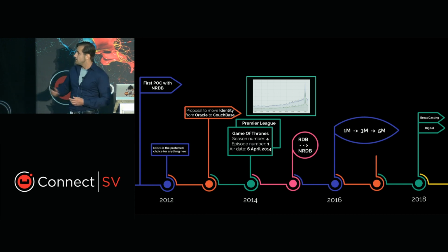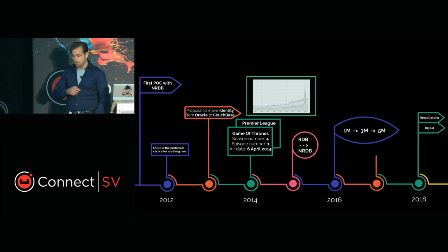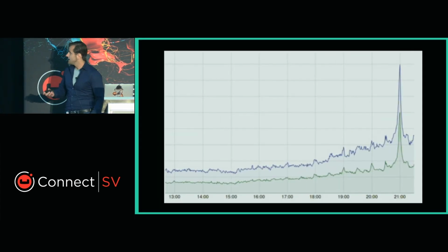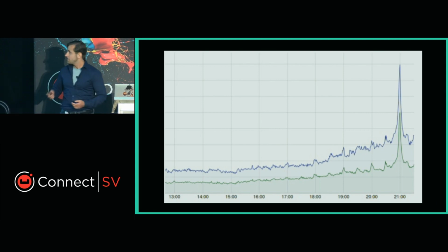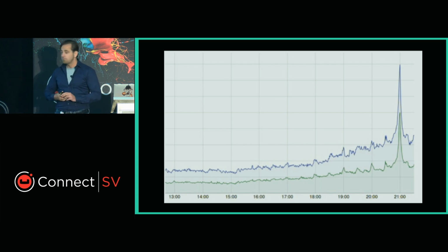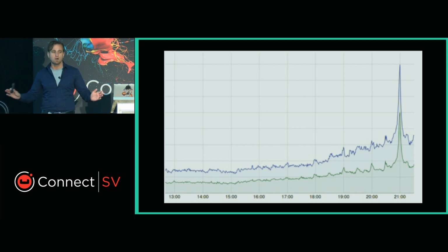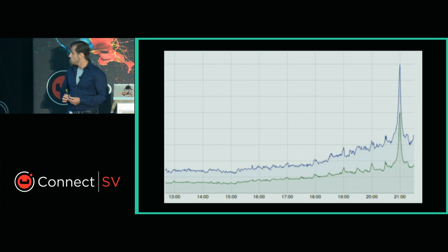So, 6th of April 2014, that's what happened. We had the spike at 9 p.m., as you could expect to see on the two channels. Now, as I said, 800,000 was our top. The blue, which you see, represents Game of Thrones. That hit 800,000 on its own. The second biggest one was the Premier League, which went to 500,000, and we're only talking about two channels out of 120. So we obviously break.